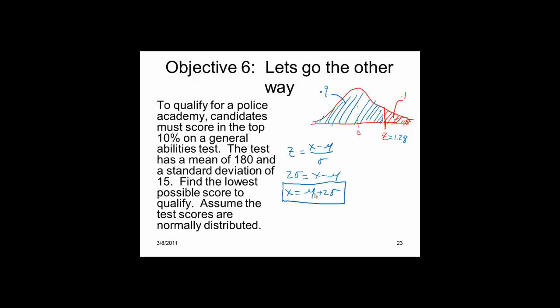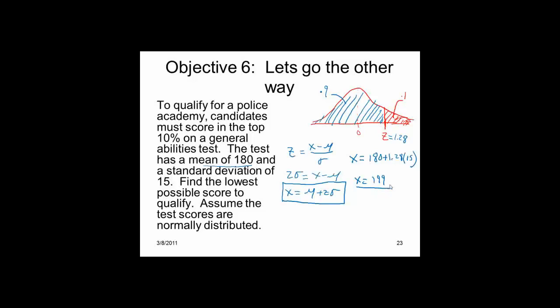So now all I have to do is plug in this stuff. So this tells me that x is equal to mu. Well, I know that the mean is 180 plus z, which is 1.28, times sigma, which is 15. So if we pop this in the calculator, we should come up with x equals 199. So now this is telling me that for somebody that wants to enter the academy, they have to take this test, and their minimum score has to be a 199.